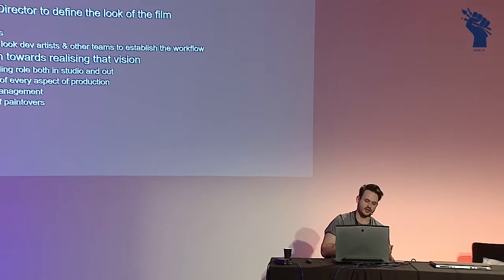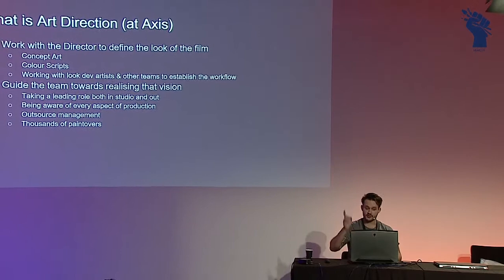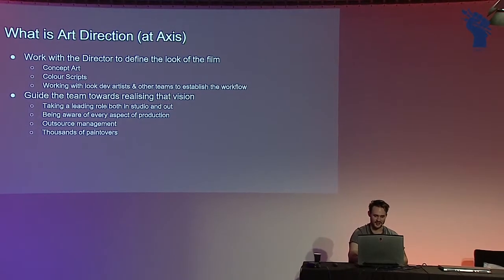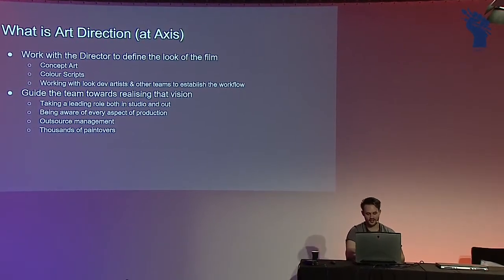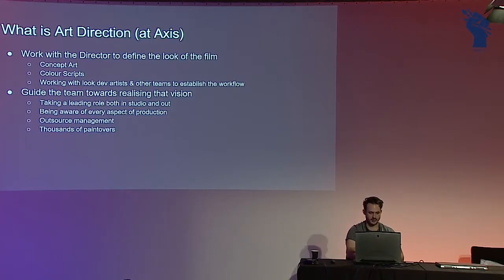So taking a leading role in the studio and out, I don't know what that means. Being aware of every aspect of production, you need to have your eyes on everything. It's a very intense job in that way. You're watching the 3D assets, you're watching the animation, everything really. Outsourcing, we outsource concept artists, we outsource all sorts of stuff sometimes. And if you want to be an art director, you need to be aware of how that works, or at least you need to be able to learn how that works. I didn't know any of this stuff when I started. And you need to do thousands and thousands of paint overs at all stages of production. Ah, Jesus, calm down, Paul.